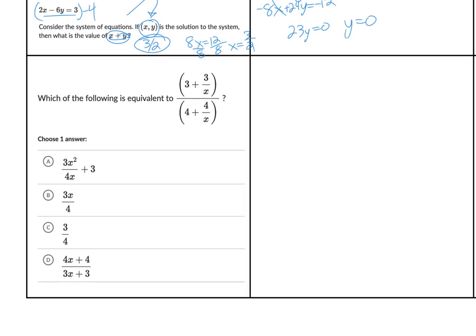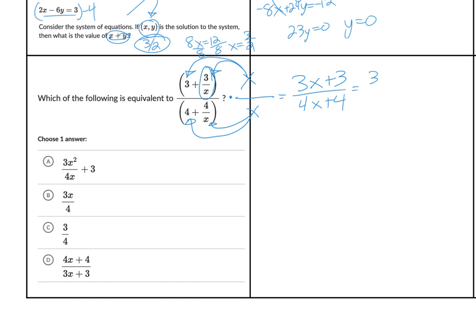Which of the following is equivalent to this? Now, something I noticed, we've seen problems like this before. If I've got a fraction over a fraction, we want to get rid of it. So you multiply the numerator and the denominator by the common denominator of all the fractions, which in this case is just x. So I'll have 3 times x and 3 over x times x, 4 times x, 4 over x times x. What that will give us is 3x plus 3 on top and 4x plus 4 on bottom, and that is almost our answer.